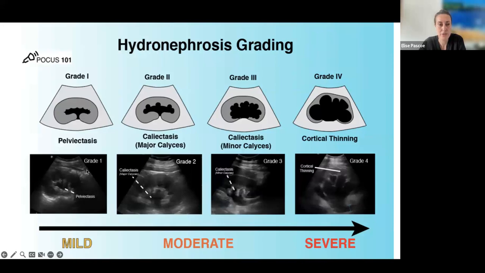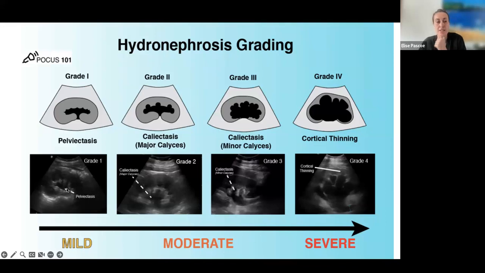Hydronephrosis. So when we look for hydronephrosis, we're looking for a hypoechoic fluid-filled area in the middle of the kidney, and it's graded, grade 1, 2, 3, and 4. That's difficult for me to remember. Mild, moderate, severe is much easier to remember.